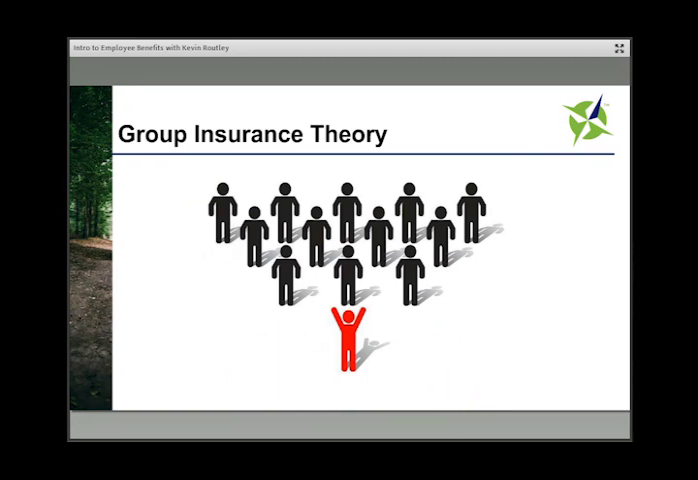For the most part, group insurance is very similar to all other aspects of insurance. You can see yourself in red with a number of other employees with you. What a group insurance program is looking to do is to spread the risk of that one employee over the mass of employees. So the more employees that are within a benefit program, the greater the spread of risk.